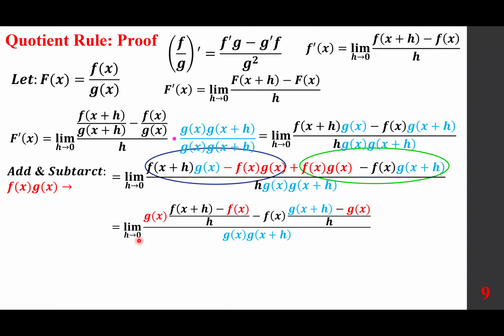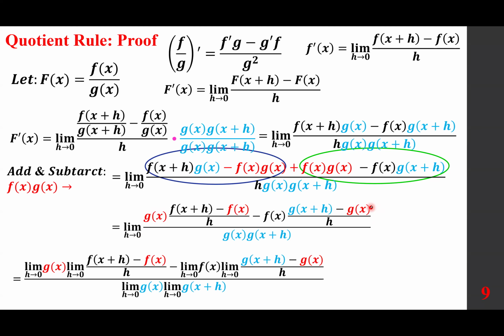So having said that, the next step is to apply the limit laws. Apply the limit as h approaches 0 to every piece at top as well as the denominator. This one is just g of x. This one is f prime of x. This one is just f of x. This one is g prime of x. This one is g of x. This one is g of x.